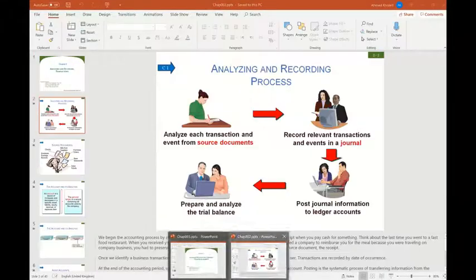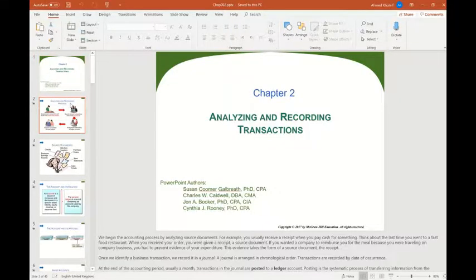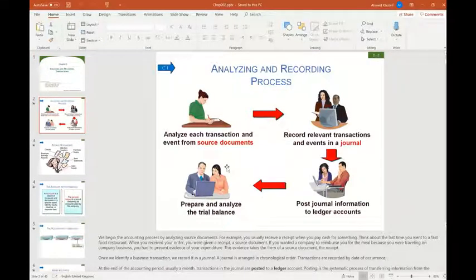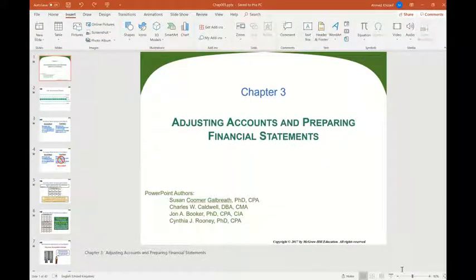Okay, so remember in chapter 2 we analyzed and recorded the transactions. We started with analyzing each transaction and event from source documents. Then we record these transactions in a general journal, and once recorded, we post them to the ledger accounts. From the ledger accounts, we prepare what is called a trial balance. After preparing the trial balance, we start to look at adjusting accounts and preparing financial statements.